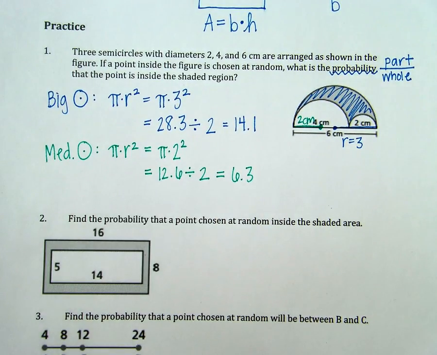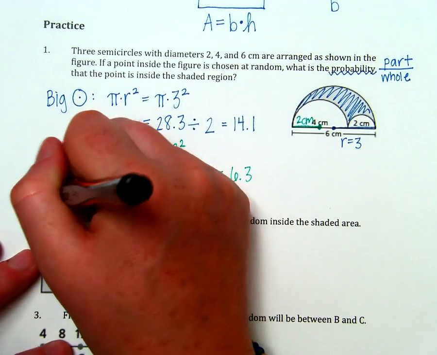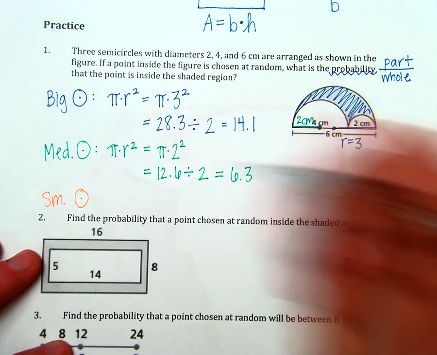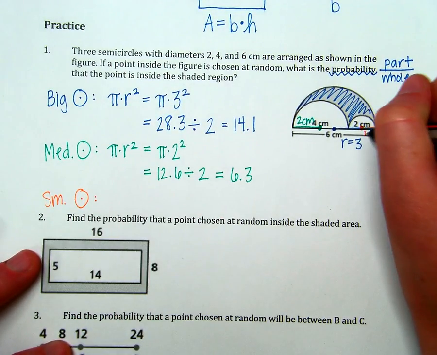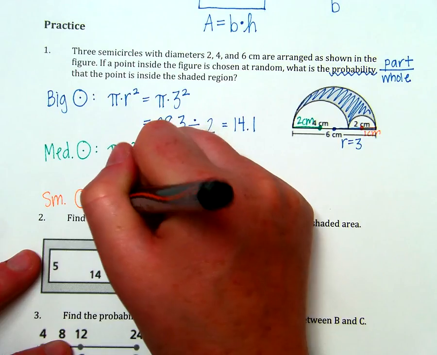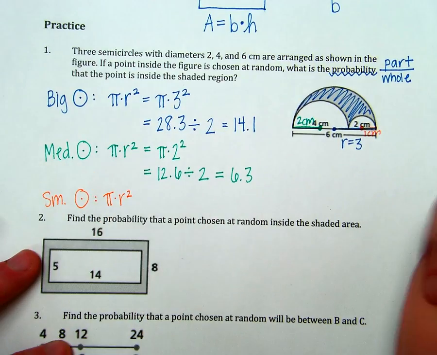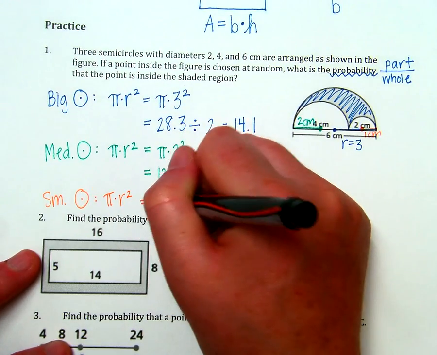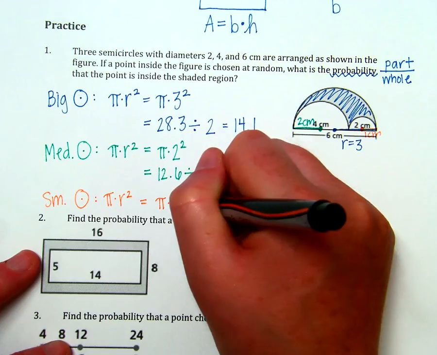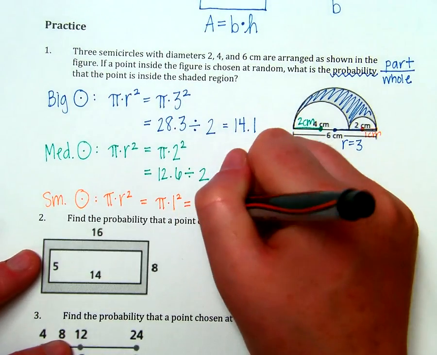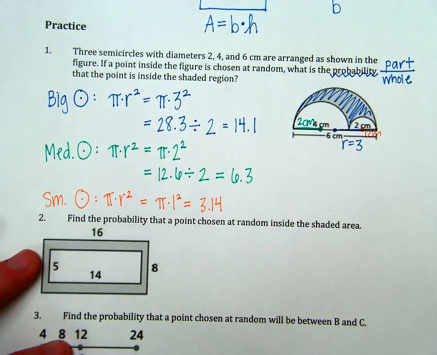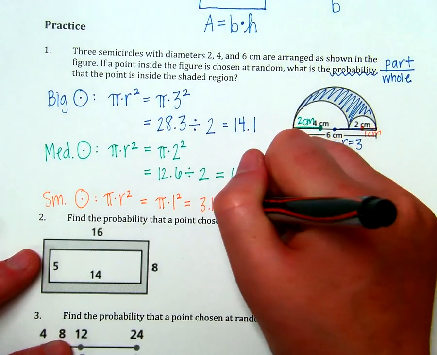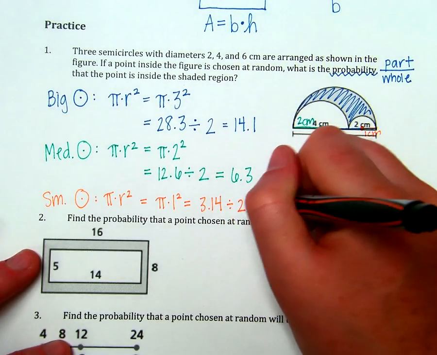The last part of this is the small circle. And I'm going to do the same exact thing for the small circle as well. If I look at the small circle, halfway across there would be 1 centimeter. So I still use my circle formula, pi times radius squared. I'm going to plug in 1 for the radius. Pi times 1 squared is, you should get about 3.14. But again, that would be if that small circle was an entire circle, and it's not, it's half. So divide that in half, divide by 2, and you should get about 1.57.